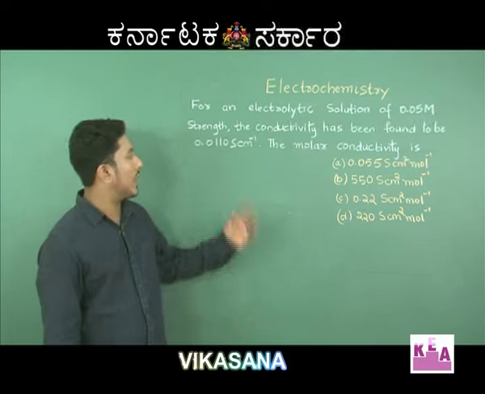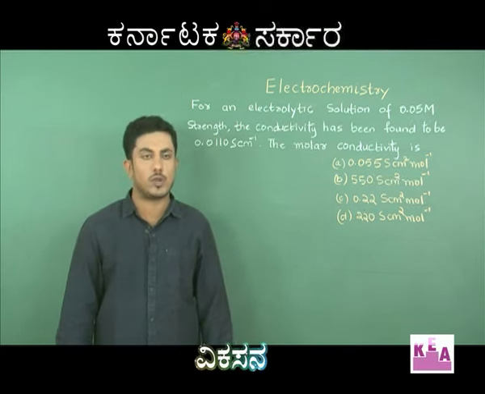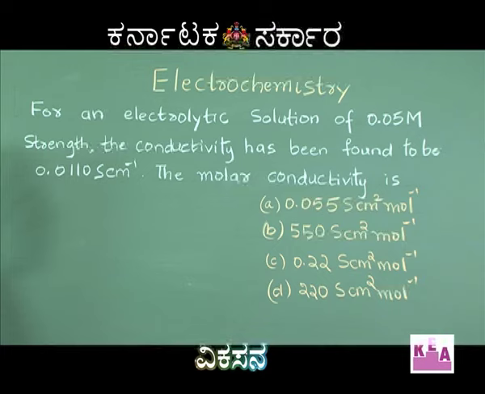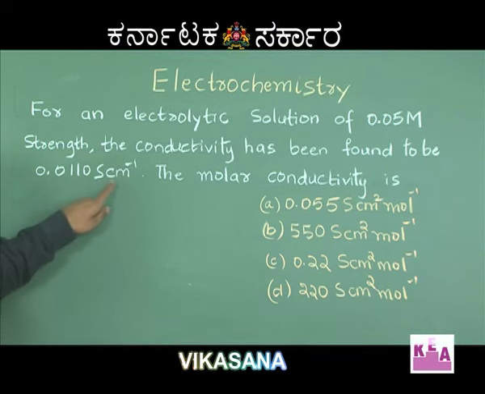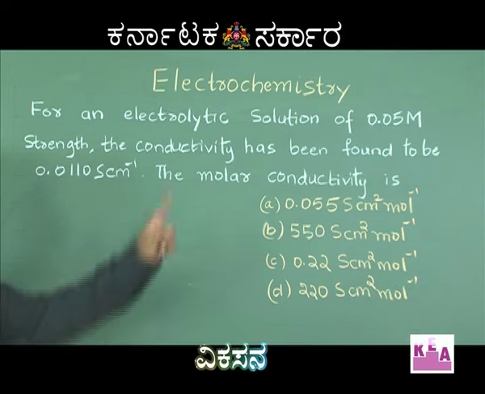The next question is related to calculating the molar conductivity of a solution. The question goes like this. For an electrolytic solution of 0.05 molar strength, the conductivity has been found to be 0.0110 Siemens per centimeter. The molar conductivity is, the options are option A, 0.055 Siemens centimeter square per mole, option B, 550 Siemens centimeter square per mole, option C, 0.22 Siemens centimeter square per mole, option D, 220 Siemens centimeter square per mole.